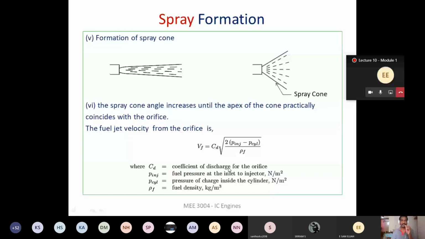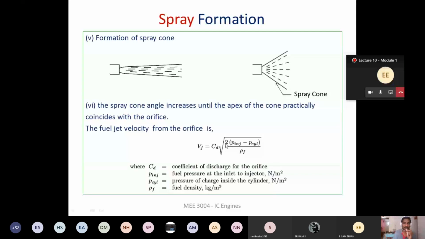If you want to calculate, how will you calculate normally? Through an orifice, CD into under root 2gH. H is nothing but the pressure drop across the orifice. So if you know the pressure inside the fuel injector and the pressure inside the cylinder, that difference in pressure is going to be the pressure drop. So in terms of the pressure of the fuel injector and the pressure of the engine cylinder, if you want to express, then the pressure drop H equals P by rho g. So that is what is written here.